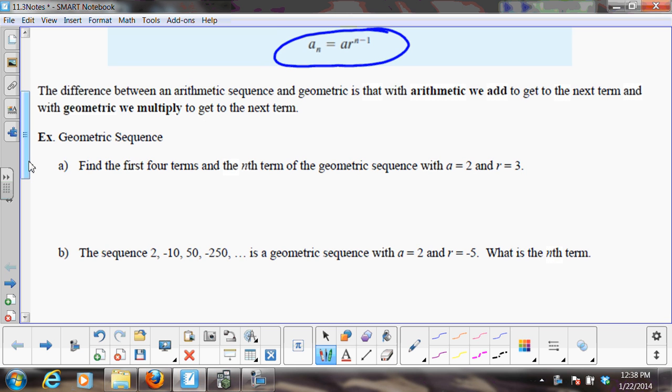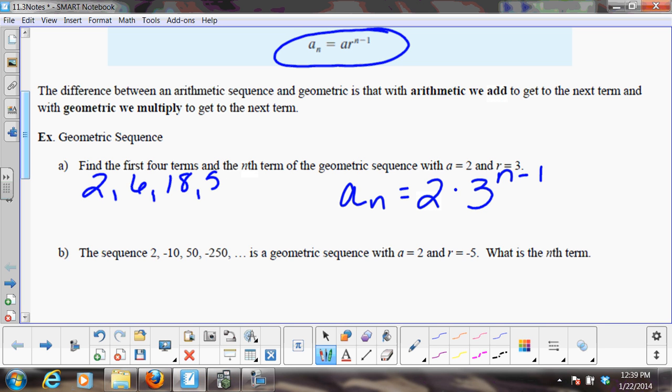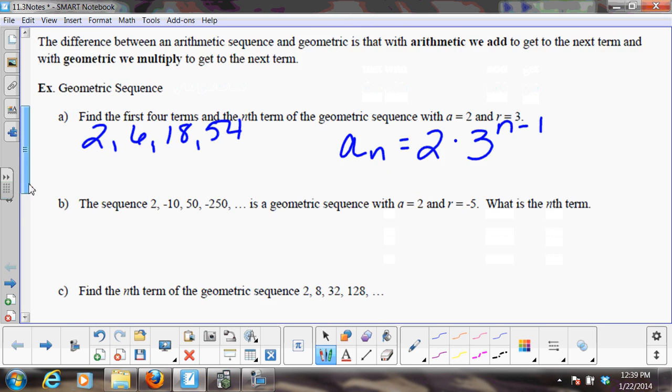That's our formula. A sub n equals A r to the n minus 1. A is really the first term. Write the first four terms and the nth term of this sequence. Well, the nth term is 2 times 3 to the n minus 1. That's our nth term. Our first four terms, you would plug in 0, 1, 2, 3. So 2, 6, 18, 54, our first four terms.